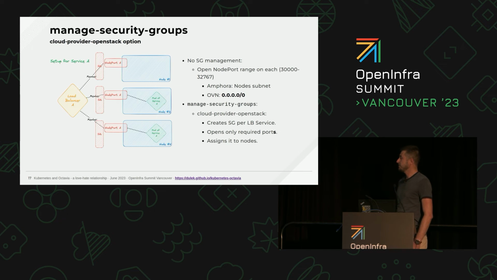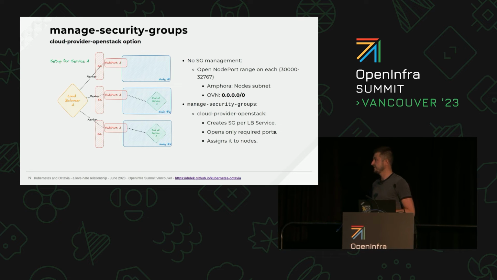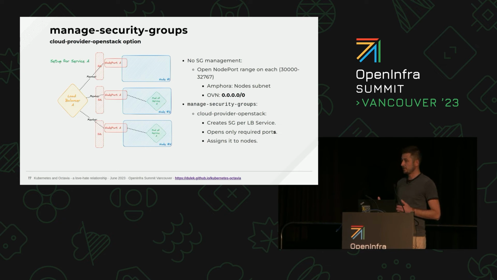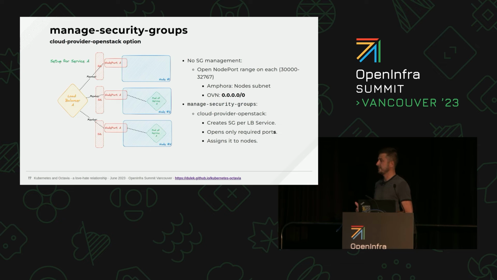So there is an option in the cloud provider OpenStack called manage security groups. With that option, the cloud provider OpenStack will create an SG for each of the load balancer services. It will only open required ports, the node ports for that service. There can be multiple ones. And it will also open the health check node port, because it has to be reachable as well. And then it attaches the security group to each of the nodes. And that's solving it, right?